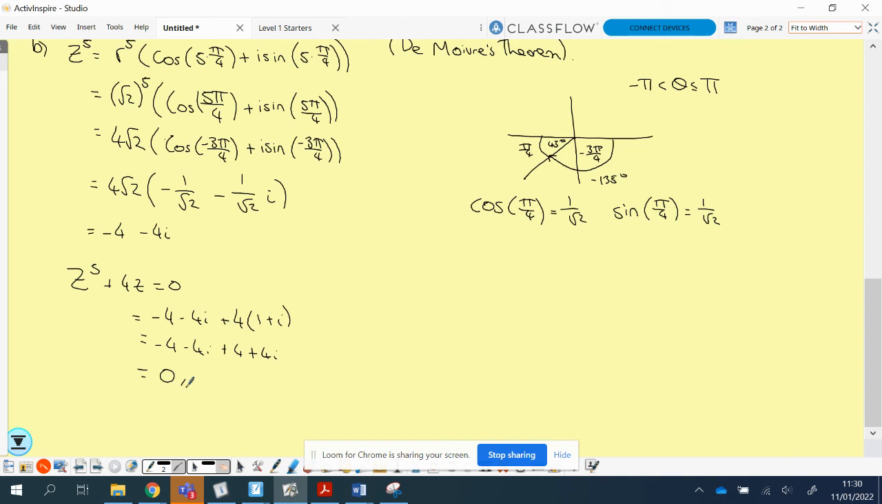So there's an example of using De Moivre's theorem that we can raise something to the power a lot quicker than if we had to multiply out 5 lots of brackets, shall we say, or even use the binomial theorem to do that. Any questions?